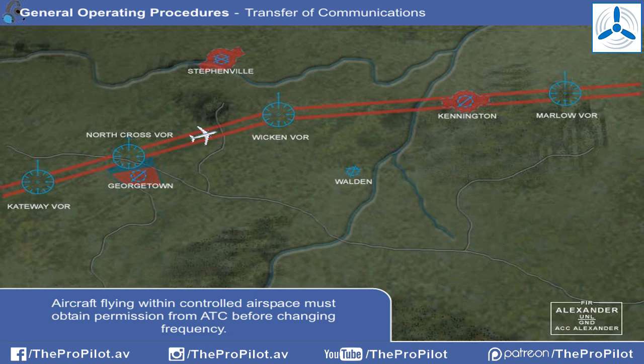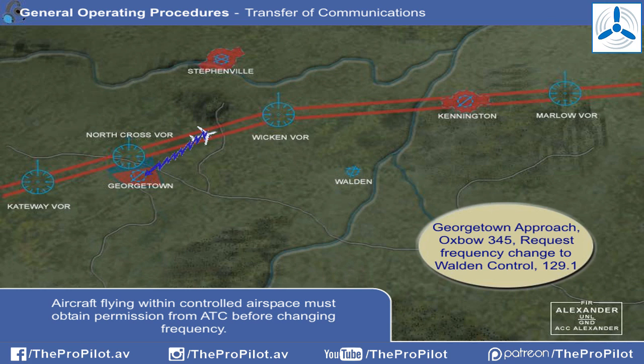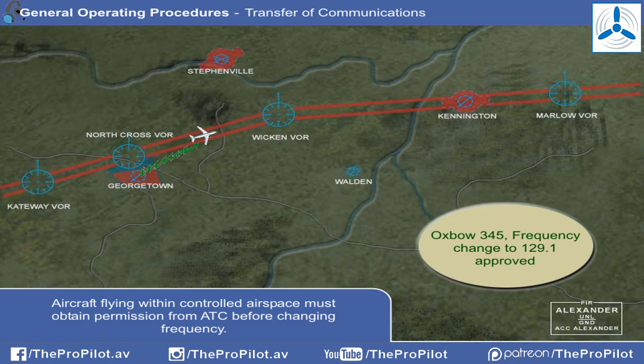Aircraft flying within controlled airspace must obtain permission from the controlling air traffic control unit before changing frequency. Georgetown approach, Oxbow Tree 405, request frequency change to Walden Control 129.1. Oxbow 345, frequency change to 129.1 approved. Roger, Oxbow Tree 405.